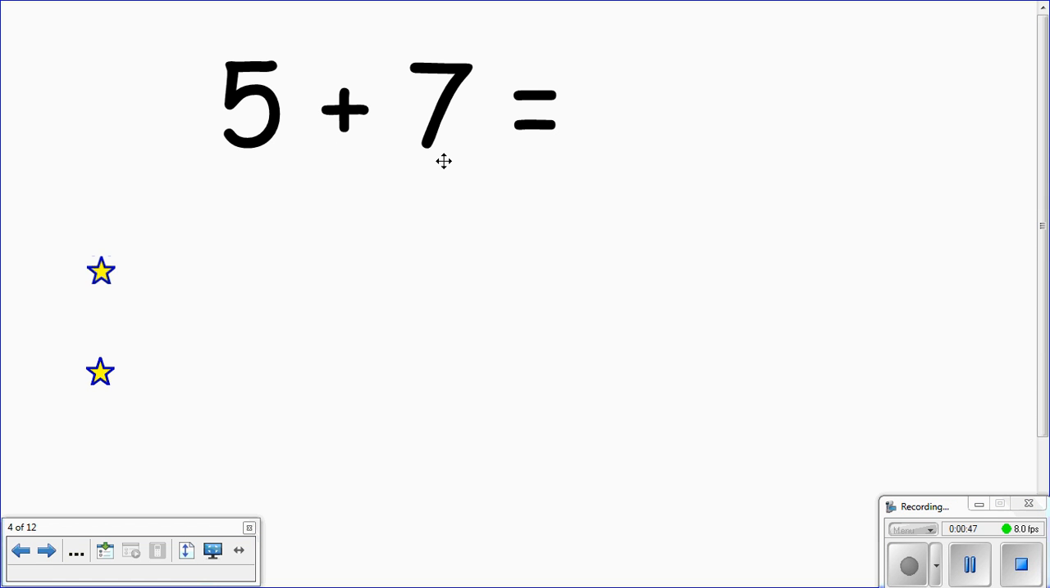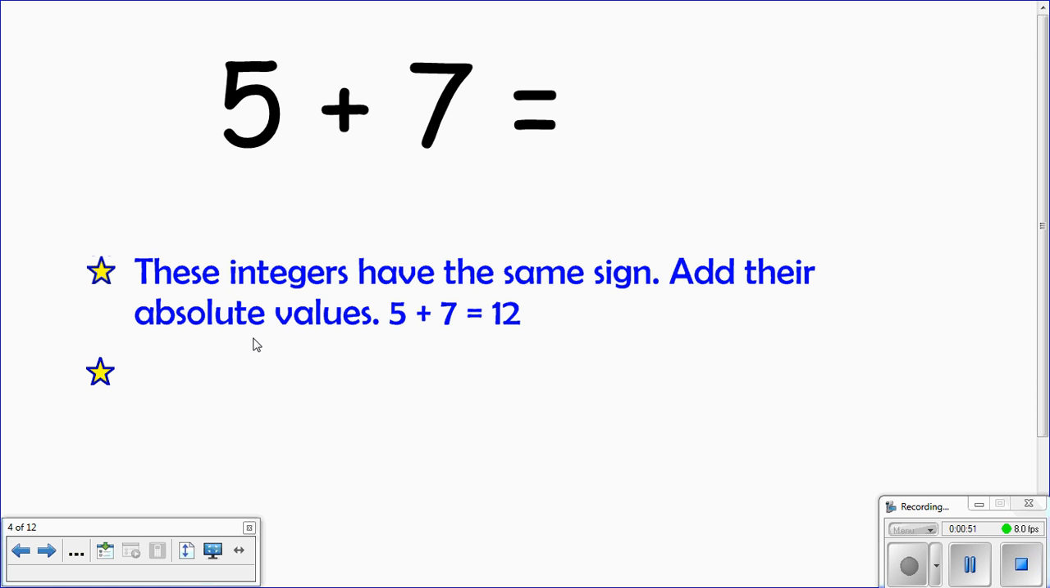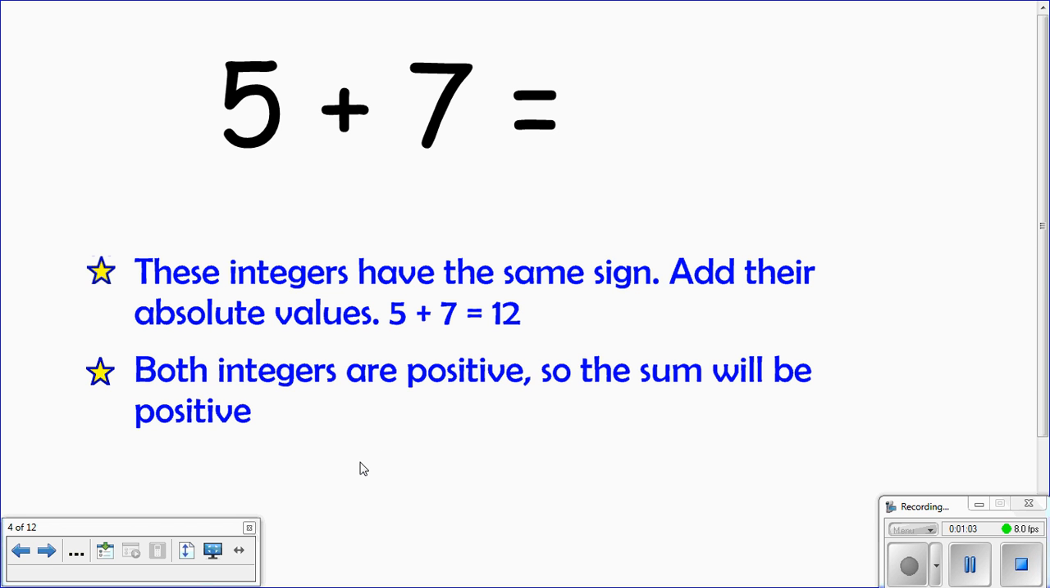5 plus 7. These integers have the same sign, so we're going to add their absolute values. The absolute value of 5 is 5, and the absolute value of 7 is 7. So 5 plus 7 is 12. Both integers are positive, so the sum will be positive. 5 plus 7 equals 12.